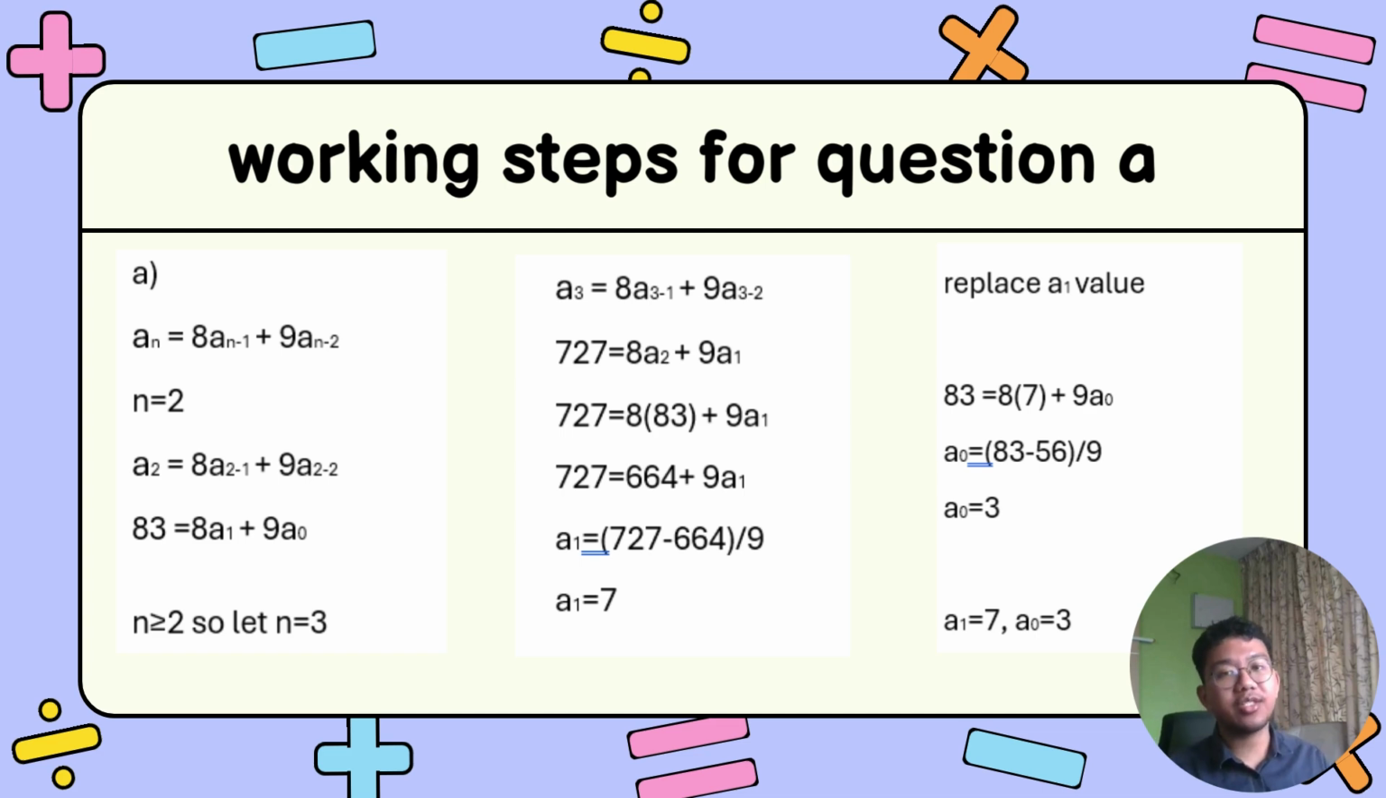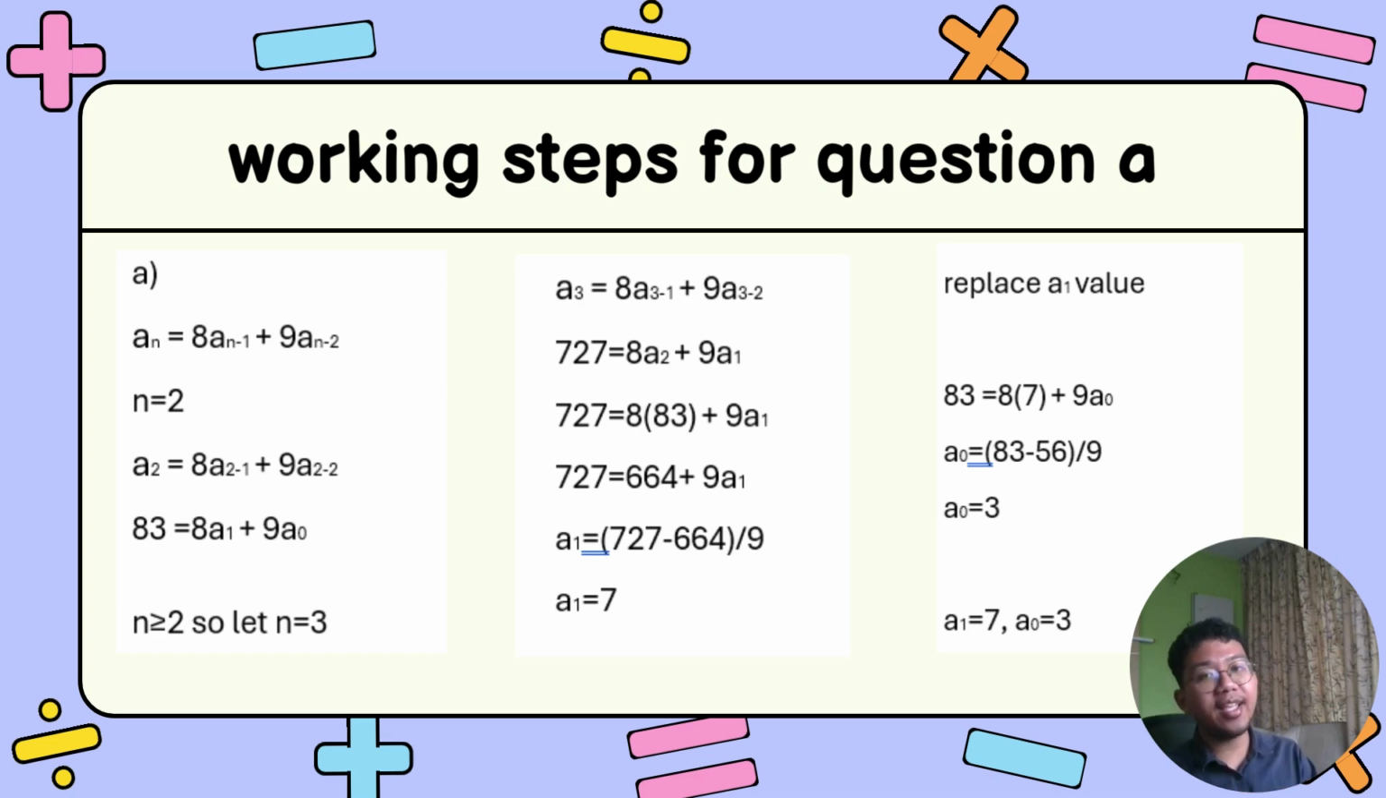Here is the working step for question A. As mentioned in the question, n is bigger than or equal to 2. So we change the value n to 2 and we will get a_2 equals 8 times a_(2-1) plus 9 times a_(2-2), and it will be 83 equals 8 times a_1 plus 9 times a_0. So we still don't have the value for a_1 and a_0. But remember that n is bigger than or equal to 2.